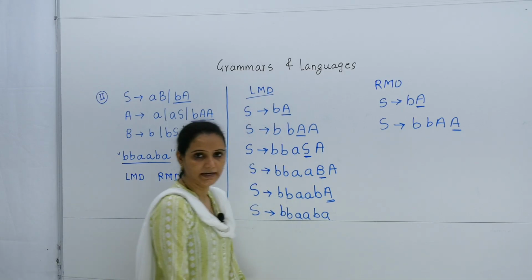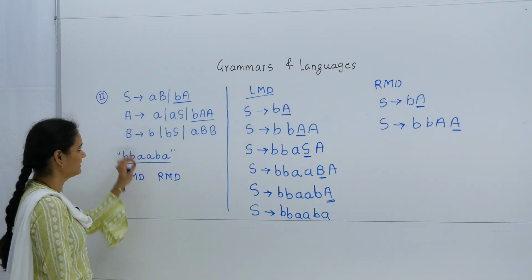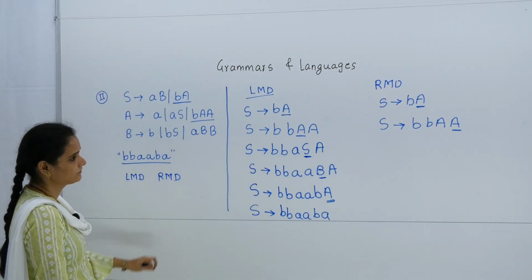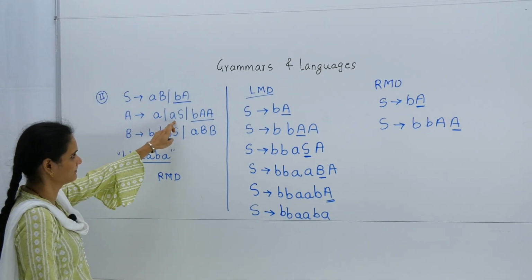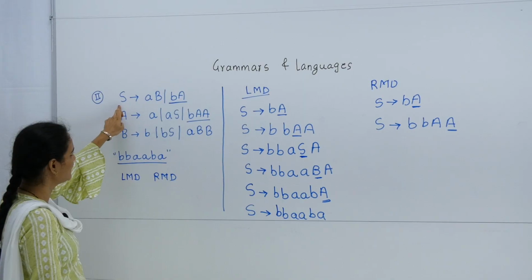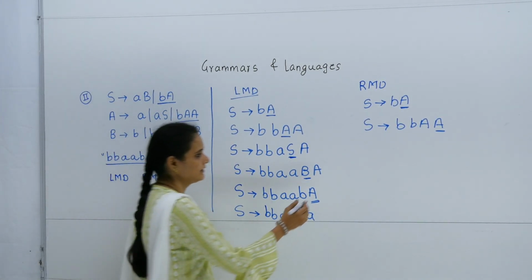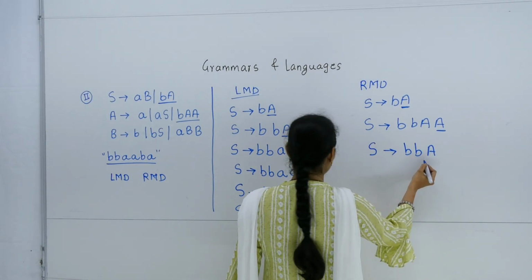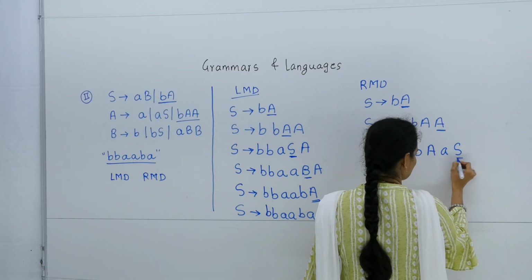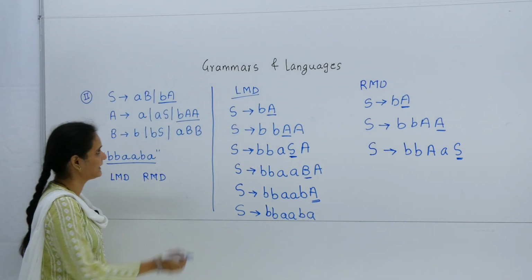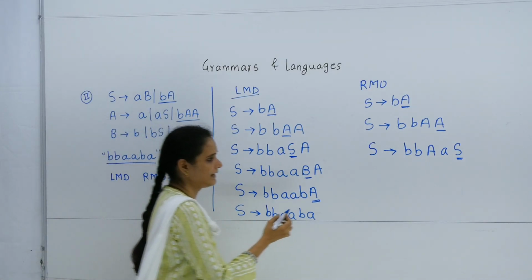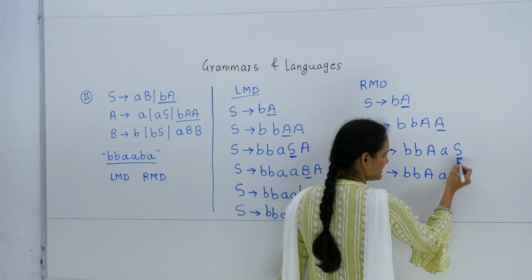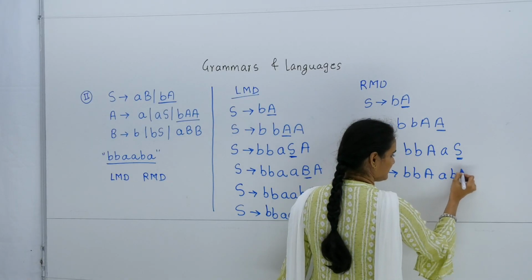Now the rightmost non-terminal is capital A. That capital A can be replaced by any of these three. So suppose if I replace A by AS, that S can be replaced by BA. So here we can obtain the string which is asked in the question. So A can be replaced by AS. Now particularly that S can be replaced by BA. So BBAAS, and here it is small b, capital A.